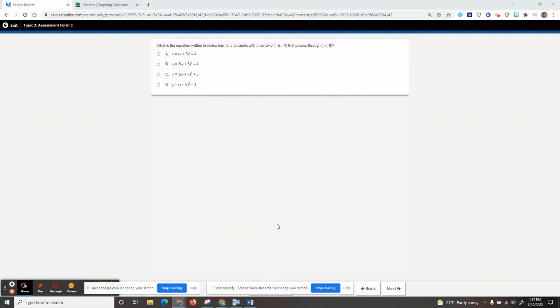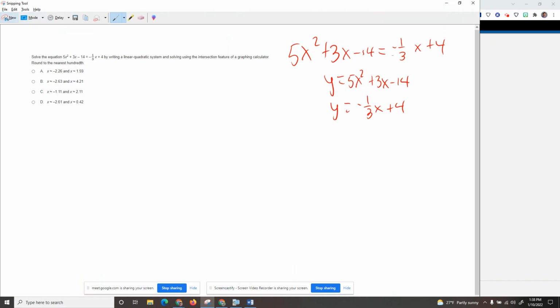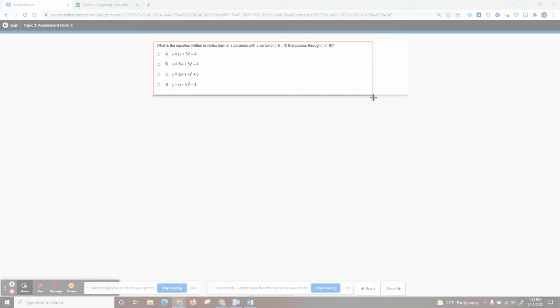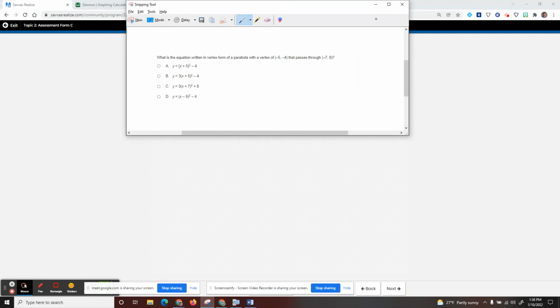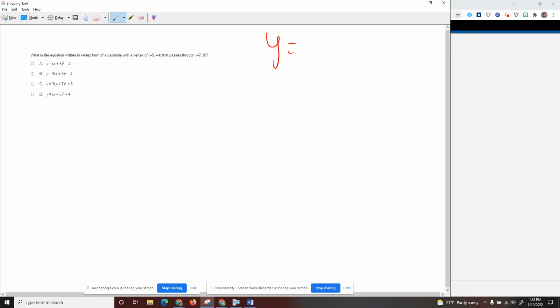The first question is, what is the equation written in vertex form of a parabola with a vertex of -5, -4 that passes through -7, 8? So let's first talk about what vertex form is. Vertex form, if you recall, is y equals a times x minus h squared plus k.